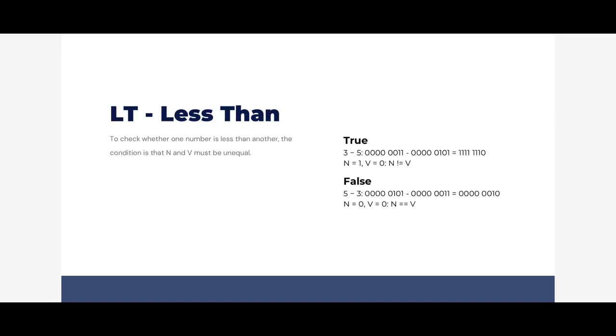Now look at the less than case. We can say that less than is the opposite of the greater than or equal case.